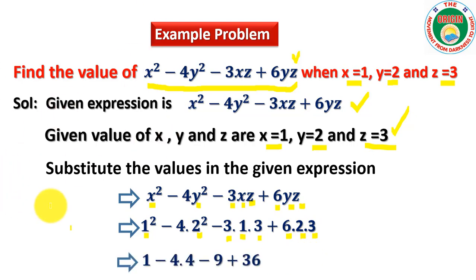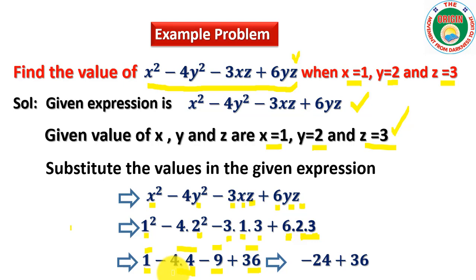Coming to the calculation, 1 square is 1, 4 into 2 square is 4 into 4, minus 3 into 1 into 3, 3 ones are 3, 3 threes are 9. Next 6 into 2 into 3, 6 twos are 12, 12 threes are 36. Now the calculation, 1, 4 into 4, 9, 36. 4 fours are 16. 1 minus 16 is minus 15.